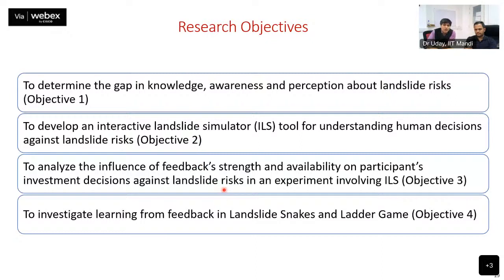Yeah. So here, basically, we are looking at feedback strength. I'm coming to it. And also, how people make decisions when this landslide problem is presented more dynamically versus statically, in a simulation tool where you can simulate a slide versus statically just read about it. And second, when the slide probabilities are higher, particularly say in the monsoon time, compared to other times of the year.